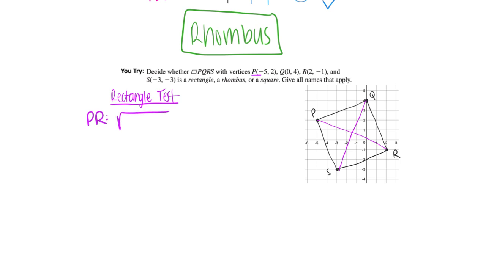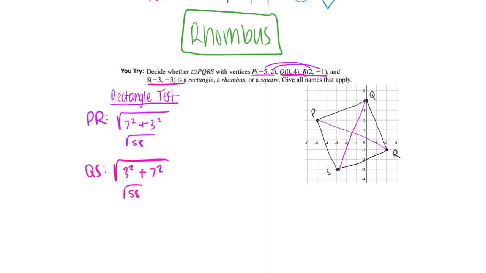Okay, so for P and R, just looking at those coordinates, the distance between negative 5 and 2, that's 7. So 7 squared. And then the distance between 2 and negative 1 is 3. So we got 7 squared plus 3 squared. That'd be 49 plus 9. So the square root of 58. Okay, now we're going to do QS. Same process here. So looking at Q and S, if I'm going from 0 to negative 3, that's 3. And then 4 to negative 3 is 7. So that is going to be the same thing, right? 3 squared plus 7 squared. So that's the square root of 58.